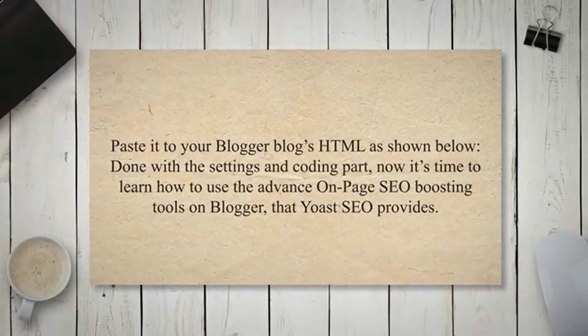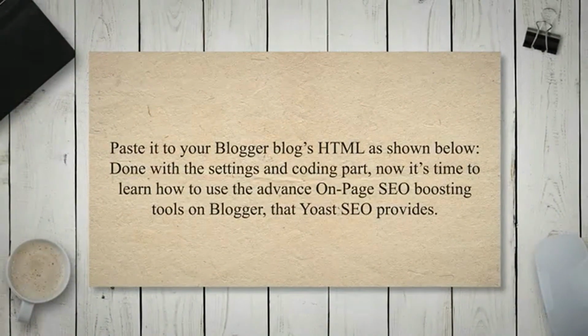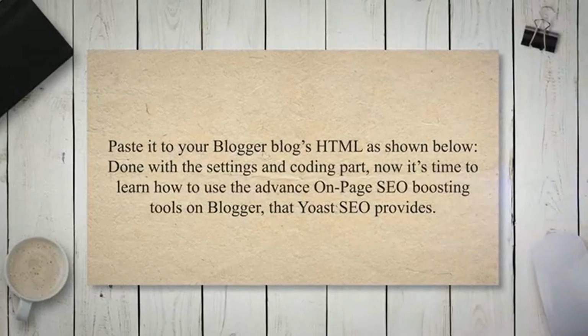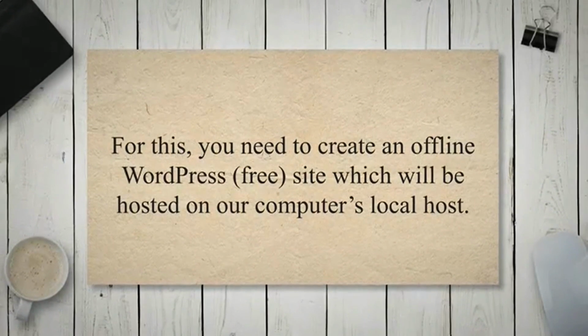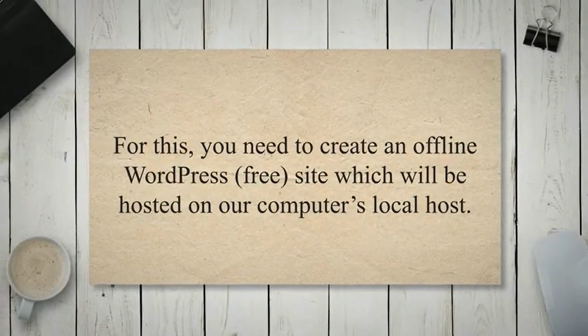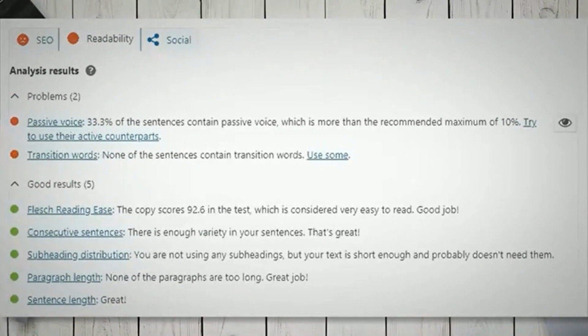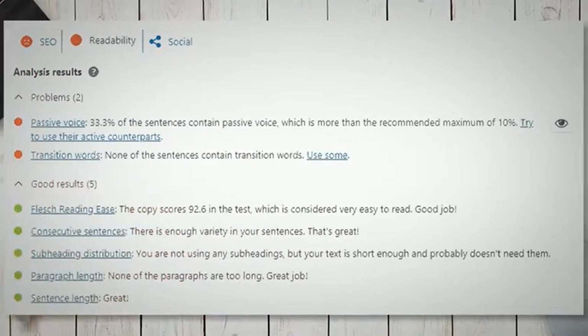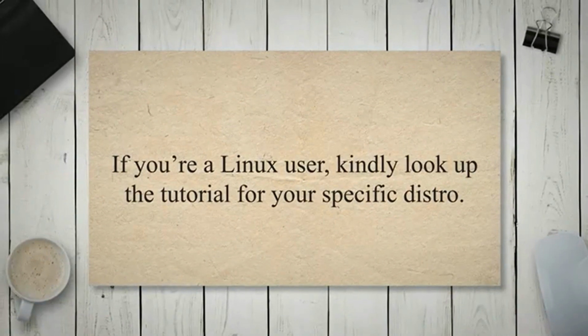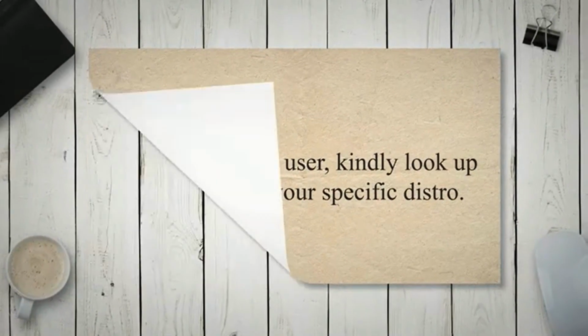Now it's time to learn how to use the advanced on-page SEO boosting tools on Blogger that Yoast SEO provides. For this, you need to create an offline WordPress site, free, which will be hosted on our computer's localhost. Download and install the Bitnami WordPress Stack installer, available for Windows, Mac OS and Linux, on your computer using the tutorial given below. If you're a Linux user, kindly look up the tutorial for your specific distro.